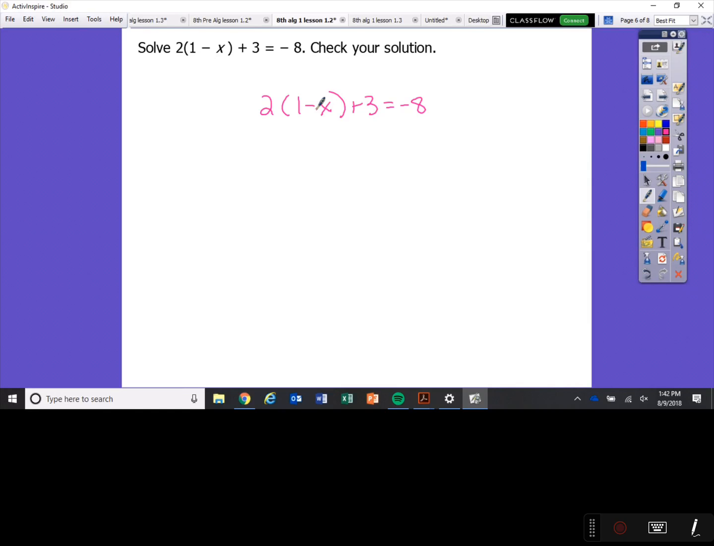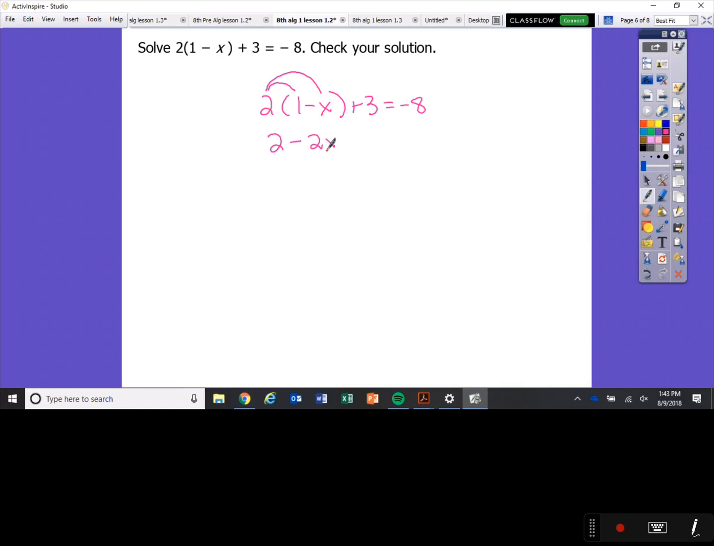Alright, listen. So, distributive property. That means that the 2 is being multiplied by both of these in the parentheses. So 2 times 1 and 2 times negative x. Even though it's a minus, we also look at it as negative. 2 times 1 is 2. 2 times negative x is negative 2x. So you see how my negative turned back into a minus?